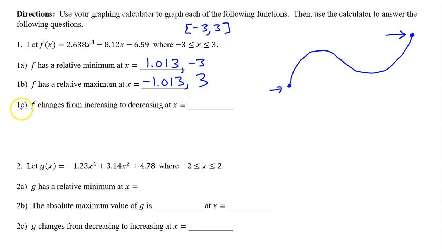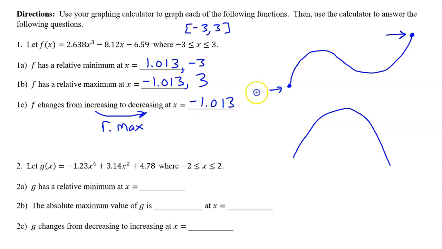Now, let's move on to part C. F changes from increasing to decreasing at x equals what? It says increasing to decreasing. So when we talk about increasing to decreasing, that's going to be a relative max. Okay? Increasing and then decreasing. That's a relative max. So that's going to be the one where we said x equals negative 1.013. Okay, it's this one that we found.